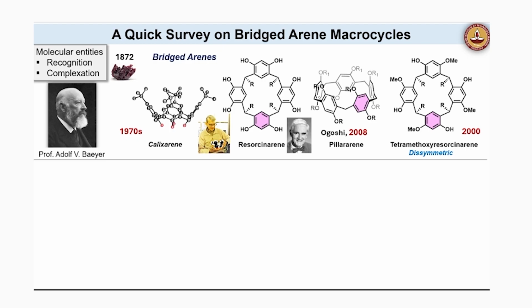Along with that, you can have small macrocyclic ring compounds as well, right? He isolated the ring compound in a very small quantity, which he could crystallize, and he found that 4 of these phenols have combined through the methylene bridge.